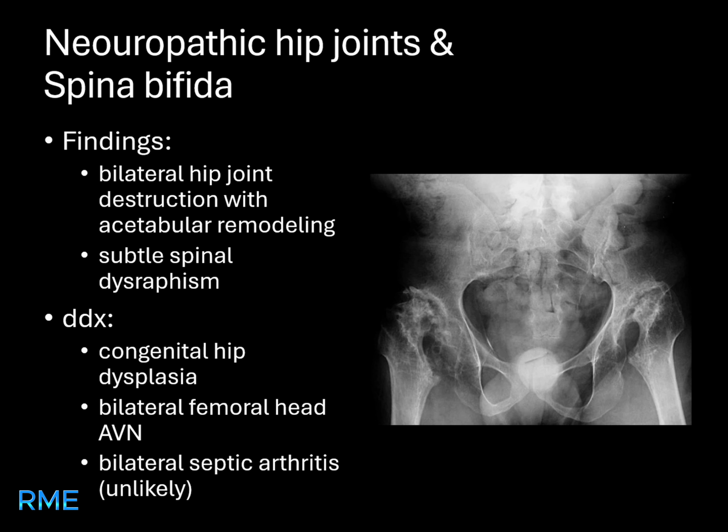Differential diagnoses include congenital hip dysplasia, bilateral femoral head avascular necrosis, AVN, and bilateral septic arthritis, unlikely. To further evaluate, I would recommend an MRI to assess the extent of spinal dysraphism and hip joint destruction. Management involves orthopedic intervention for hip stability and surgical repair of spinal dysraphism if necessary.